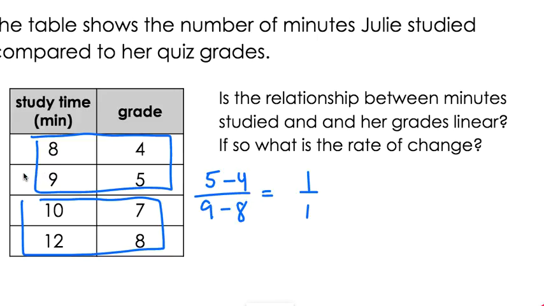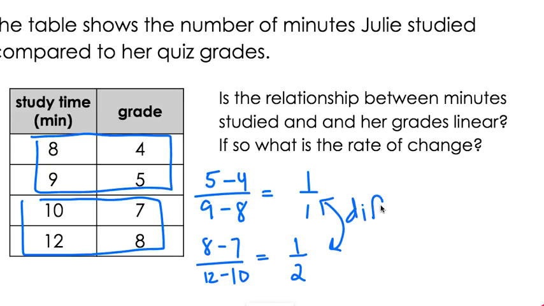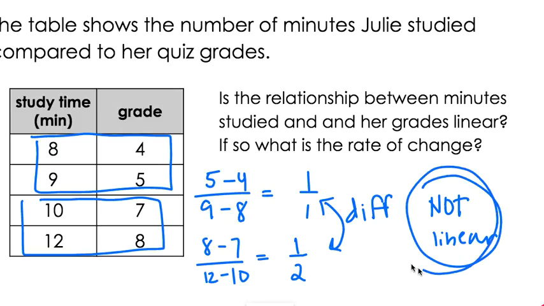You can overlap points as well. You could have chosen these 2 if you wanted. Okay, you don't have to pick 2 separate sets. So I have second y minus first y over second x minus first x. And I get 1 over 2. Because these are different, this is not a linear relationship. We can just say not linear. If it's not linear, I can't find a rate of change. It's not the same.